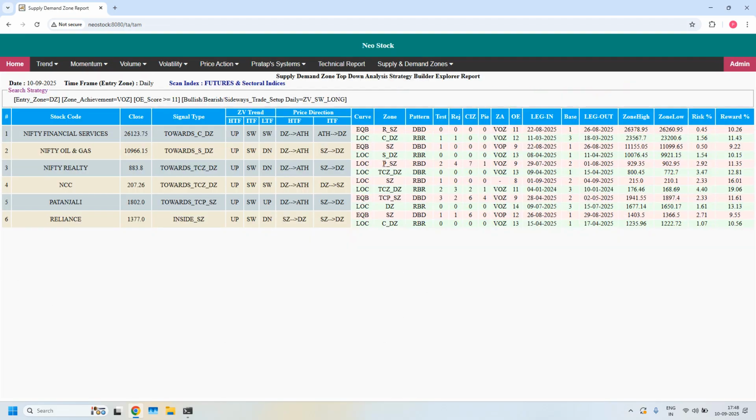We got 6 stocks. Entry time frame zones are daily demand zones for monthly income trade, sideways long trade setup. Here one stock is having a sideways, pierced zone. You should not use it for sideways. You have to use it only for pierced zone strategy. Any opportunities are available.